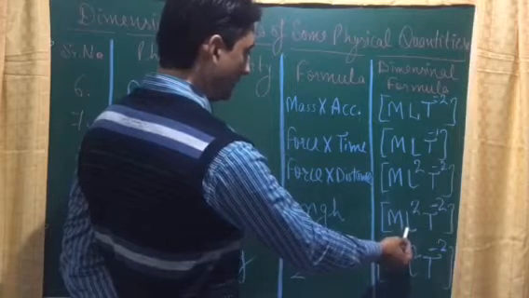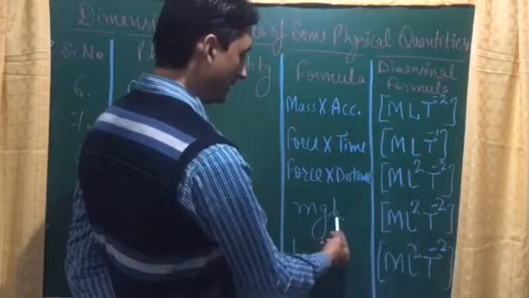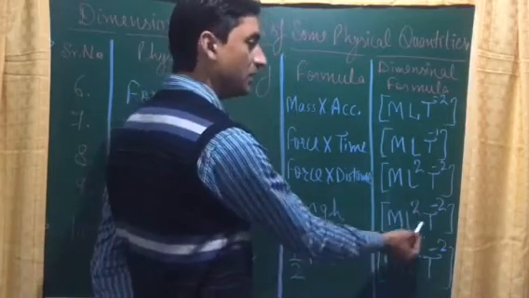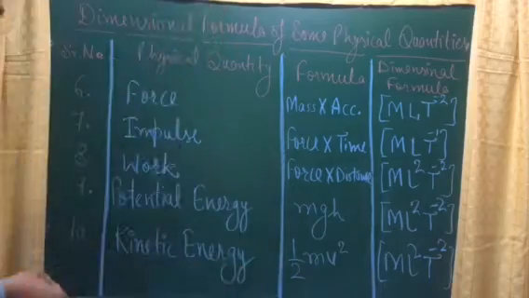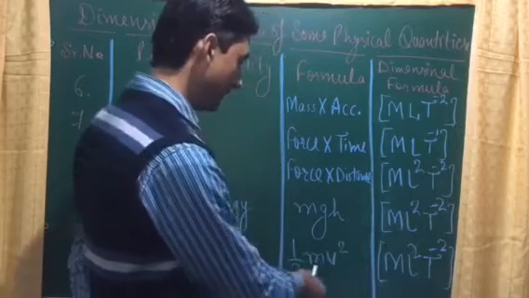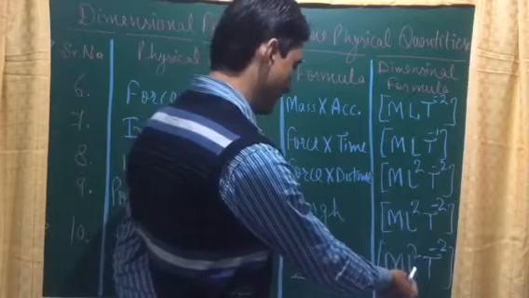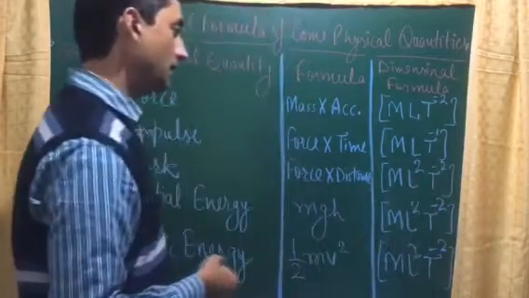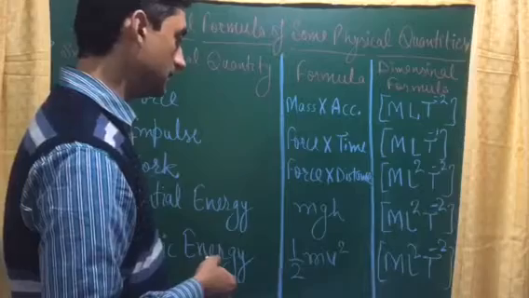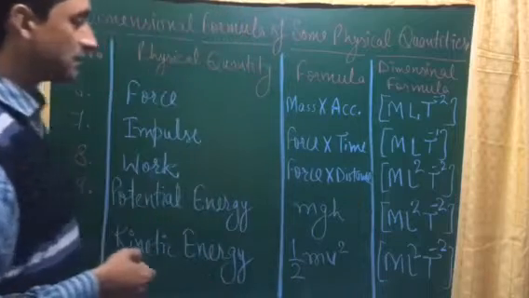L2, because you know that the formula of acceleration is L T minus 2. L T minus 2, one more length is added, L2 T minus 2 into mass, M L2 T minus 2. Next is kinetic energy, half m v squared. Half is a dimensionless quantity. m into v squared, L squared T raised to power minus 2, because you know that v is velocity and it is L T minus 1, so squared here, so M L2 T minus 2.